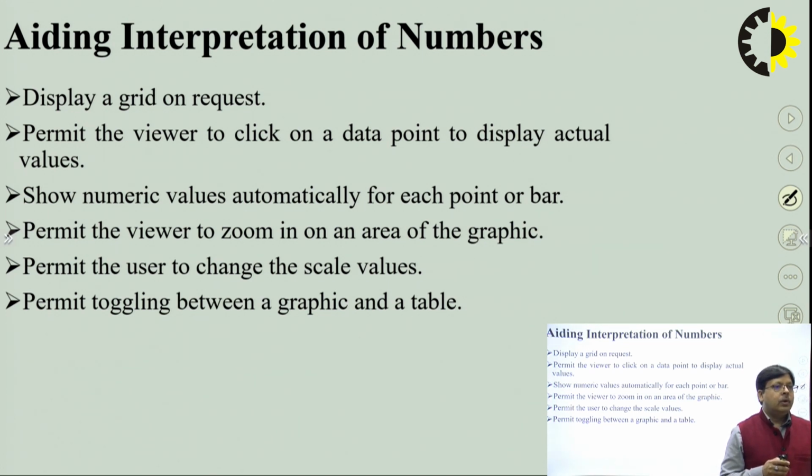Permit the viewer to zoom in on a particular area of a graph, right? Permit the user to change the scale values. Permit toggling between graphics and a table, right? So first you have to create a table before plotting a graphic. So there must be a toggling facility in the interface, so that when the user wants to see a table, or when the user wants to design the graphics on the basis of that table, they must be able to switch between the two modes.